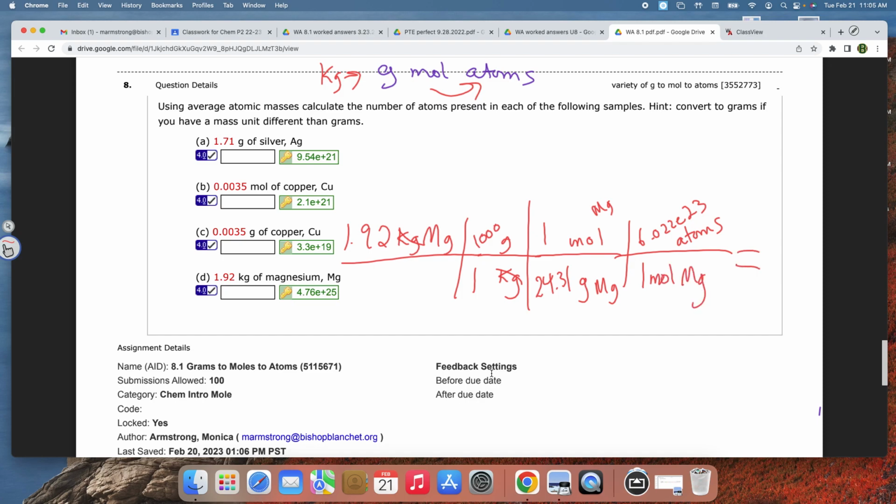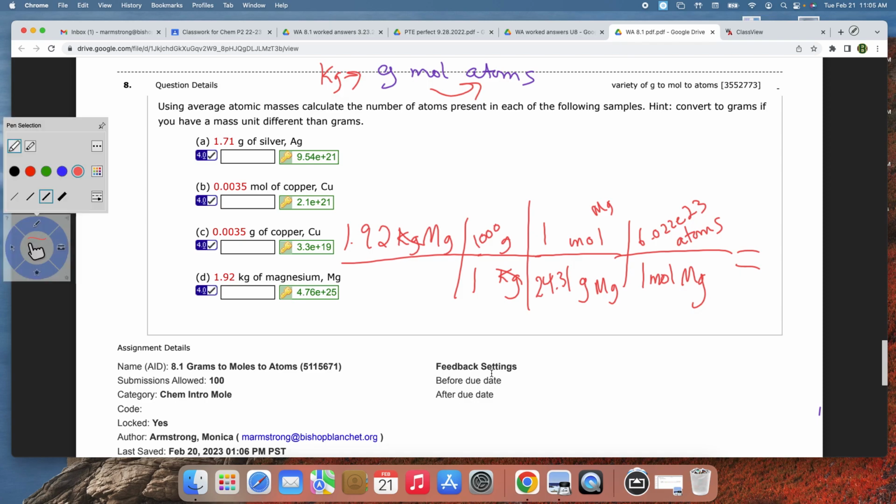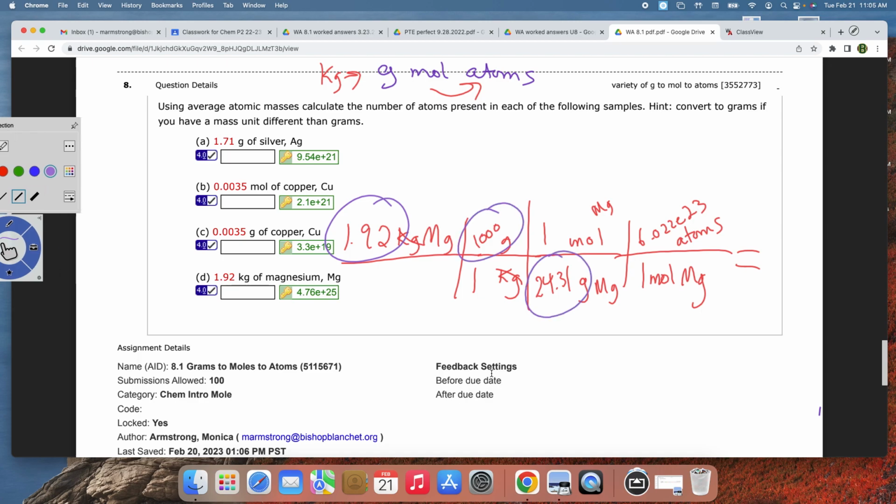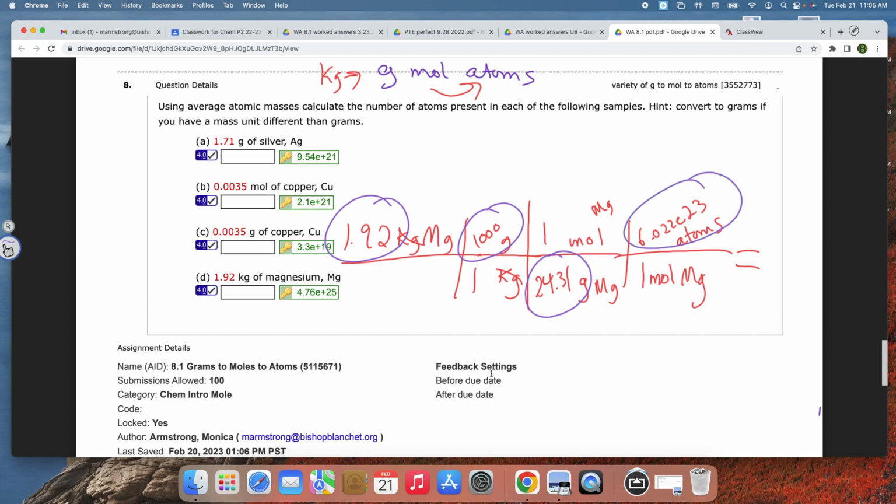And in my calculator, I'll do 1.92 times 1,000, hit enter, divided by 24.31, hit enter, then times Avogadro's number, hit enter, and it should equal 4.76 times 10 to the 25th atoms of magnesium.